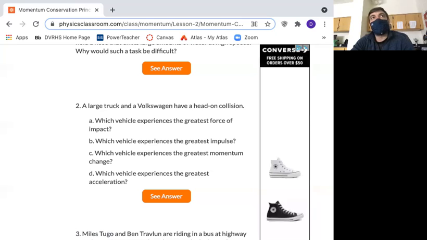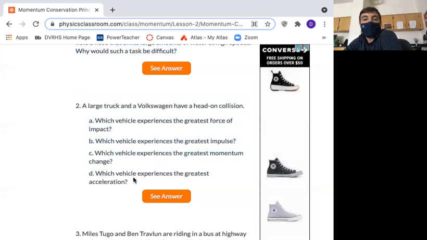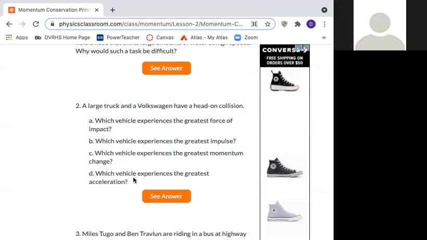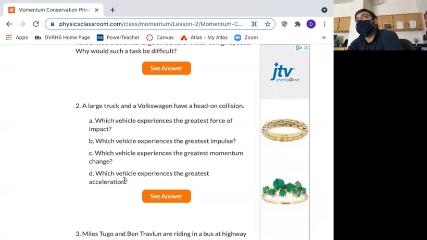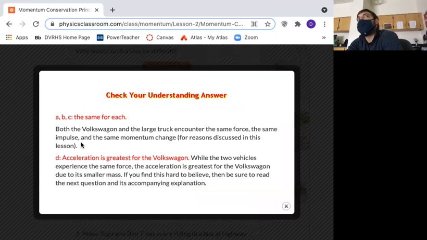Summer, you want to give a guess here for which vehicle experiences the greatest acceleration? You can just unmute your mic. The truck or the Volkswagen? Maybe the Volkswagen. That is exactly what I wanted you to say. That's exactly correct. Really good job. Summer knew that even though the forces were equal, the impulses were equal, and the momentum changes were equal, the Volkswagen is going to experience the greatest acceleration just because it has a smaller mass.